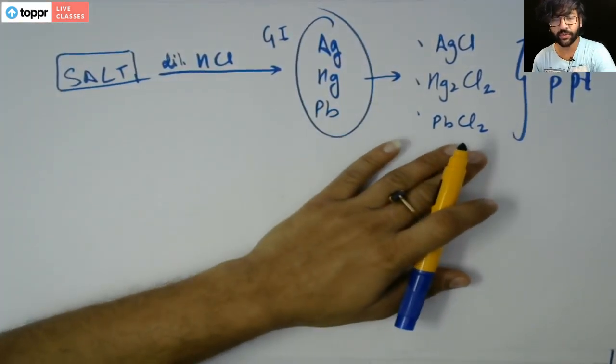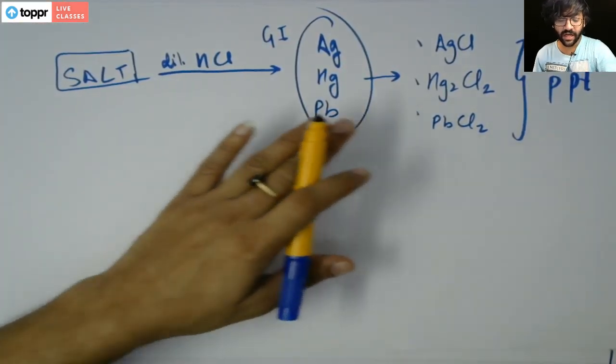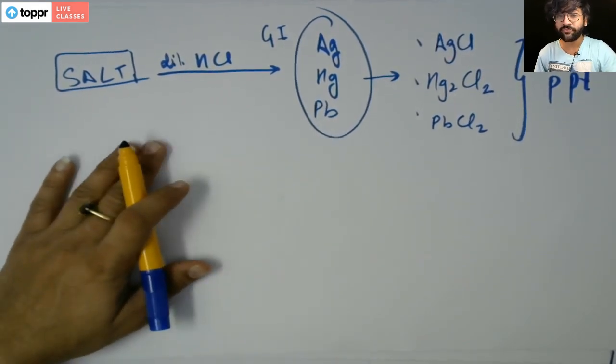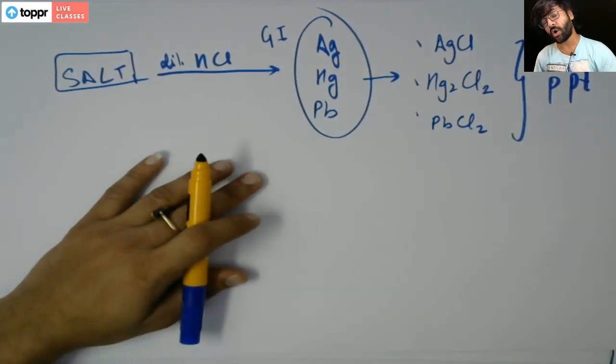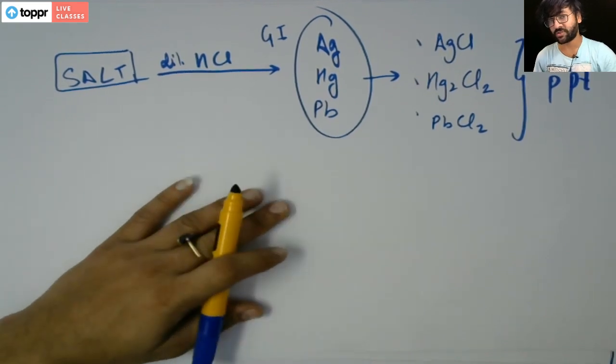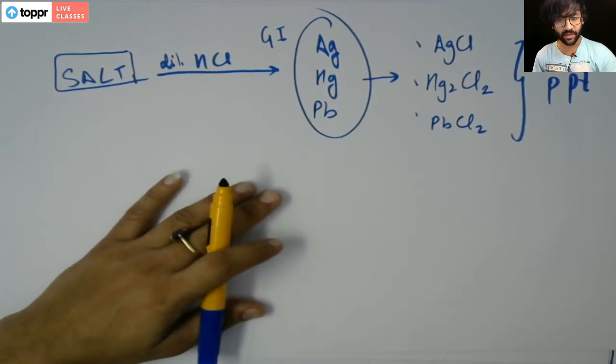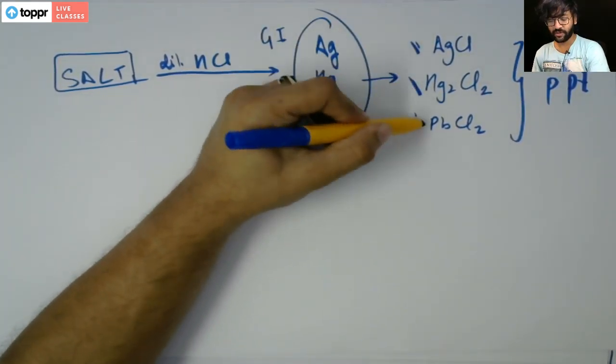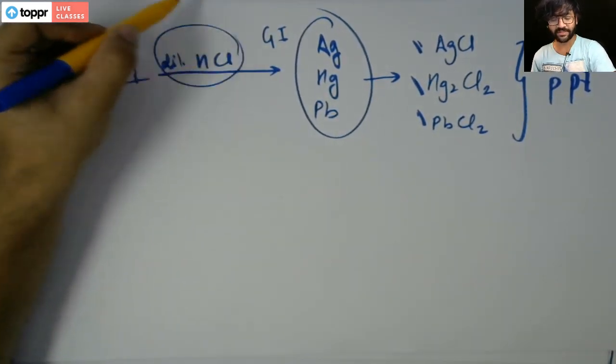So we know that at least group 1 is precipitated out. The others, if they are group 2, group 3, group 4, group 0, they will all dissolve. They will all remain in the solution and won't precipitate out. Hence, we can confirm the test for these 3 by just putting dilute HCl.